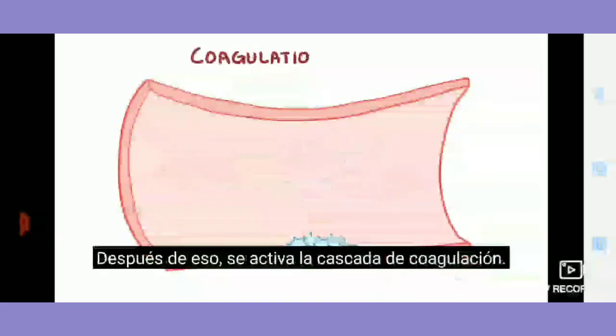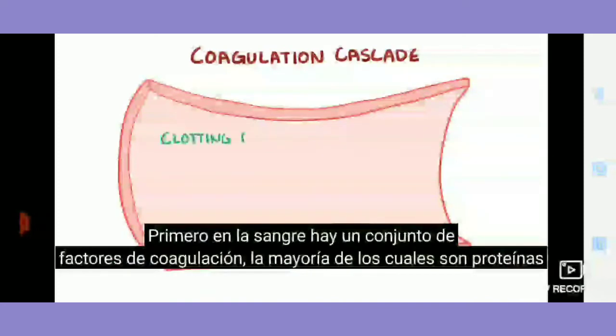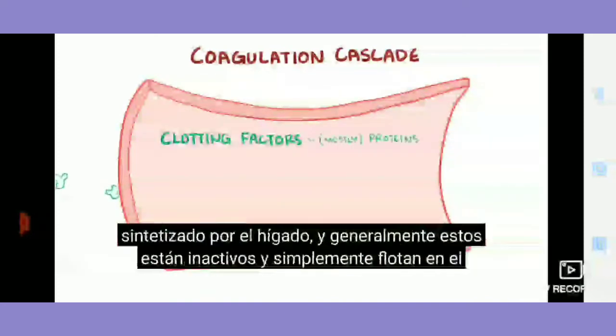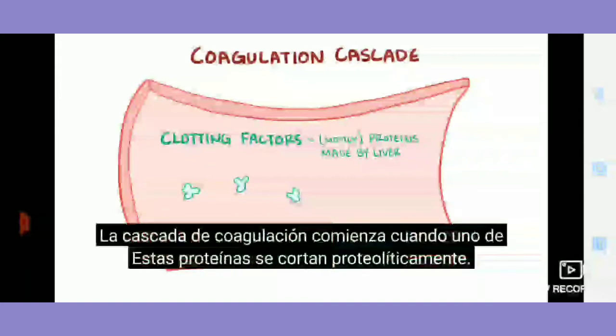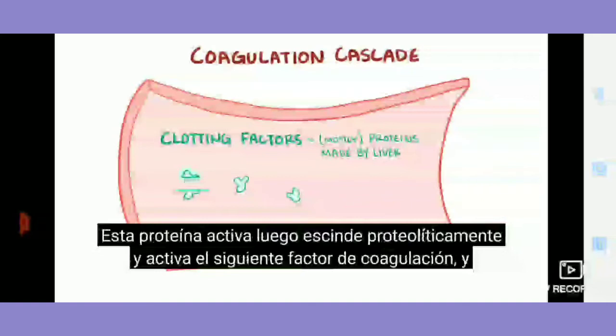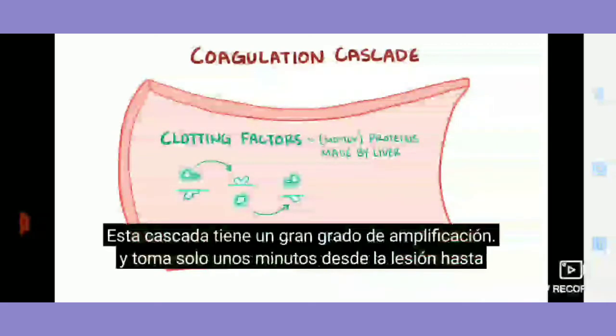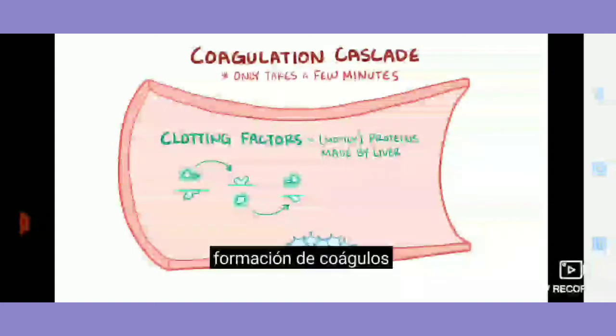After that, the coagulation cascade is activated. First off, in the blood there's a set of clotting factors, most of which are proteins synthesized by the liver. And usually these are inactive and just floating around in the blood. The coagulation cascade starts when one of these proteins gets proteolytically cleaved. This active protein then proteolytically cleaves and activates the next clotting factor, and so on. This cascade has a huge degree of amplification and takes only a few minutes from injury to clot formation.